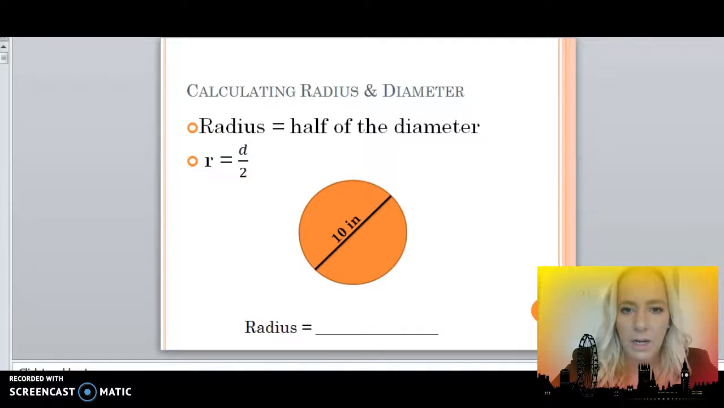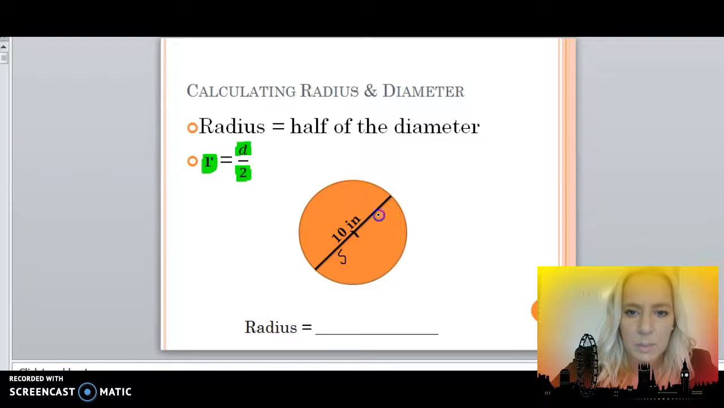Now, to calculate radius and diameter, we have two different formulas. The radius is half the length of a diameter. So you're going to take the diameter and divide it by 2. So in this case, to find the radius is half of the circle. So if the diameter is 10 inches, the radius must be 5, because 5 plus 5 is 10, or 10 divided by 2 is 5. So the radius is 5 inches.